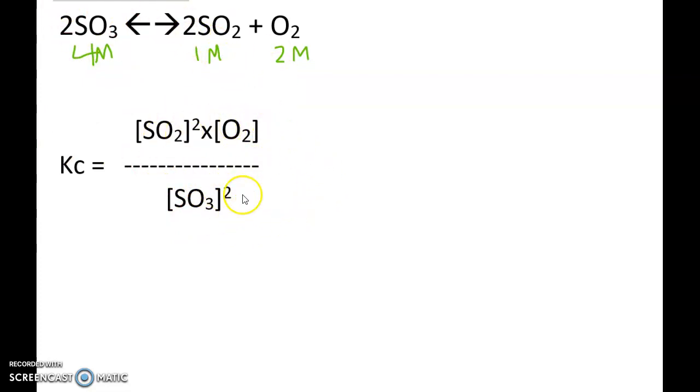So now we've got to plug in all of our values with the same coefficients. We're going to put 4 squared on the bottom. We'll have 1 squared times 2. So that's going to actually equal 1 over 8.